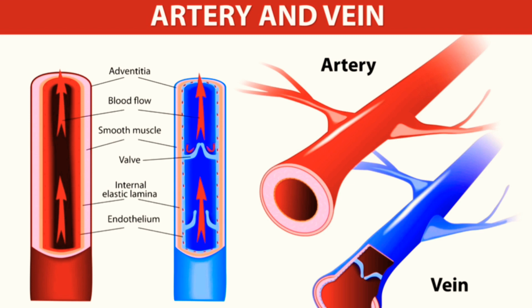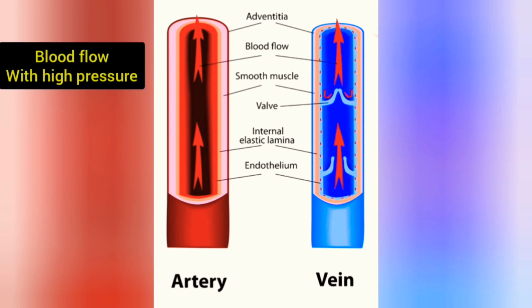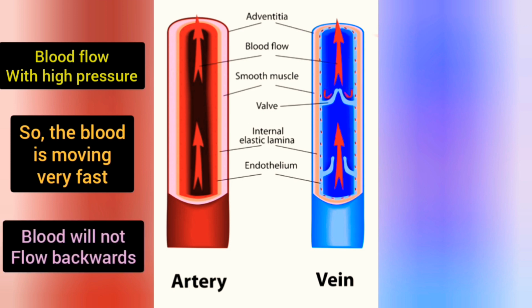Let me explain to you step by step. First of all, the blood in arteries flow with high pressure, which means it's moving very fast. So it's not possible for the blood to flow backward. Therefore, you do not need valve in your artery.